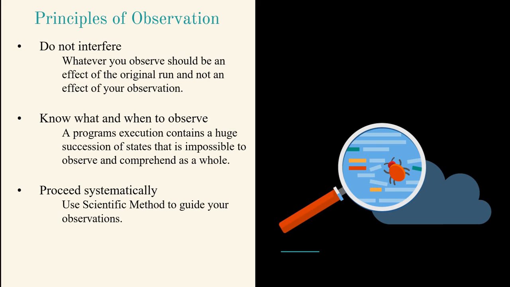The second one is know what and when to observe. So programs can be huge, and it's very important to know what variables, what code you need to be looking at in order to optimize your time debugging. Otherwise, you'll just be wasting your time looking at stuff you don't really need to, and nobody likes doing that. And lastly, you want to proceed systematically and use a scientific method. Just like with everything else we do, pretty much you want to use a scientific method to come up with a hypothesis and test it and redo it if you need to.